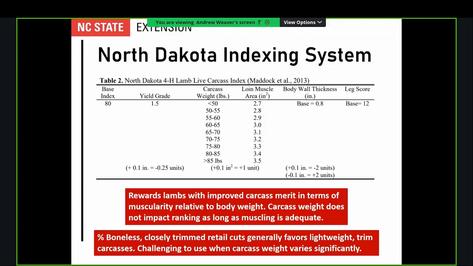If all the lambs are the same size and all the carcasses weigh about the same, then it can probably be used. But when you have significant variation in carcass weight, like we did with this contest, where we had some very, very light, small carcasses and some pretty good sized carcasses too, that equation is very hard to use in that scenario to accurately evaluate which ones have truly better carcass merit relative to carcass weight versus which ones are maybe just smaller and trimmer because they're smaller.